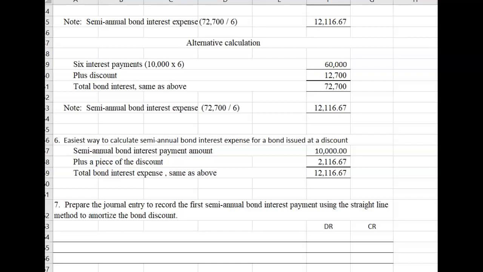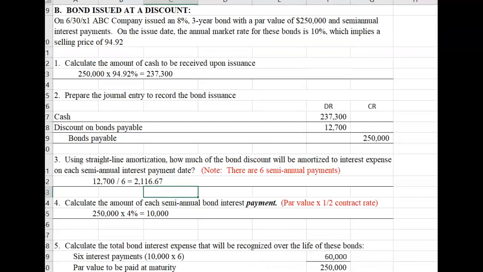Hi everybody, welcome back to our fourth video in the lecture series on bonds payable. We left off in the last video with the calculation, in three different methods, of the semi-annual bond interest expense of $12,116.67 for our bond that was issued at a discount.